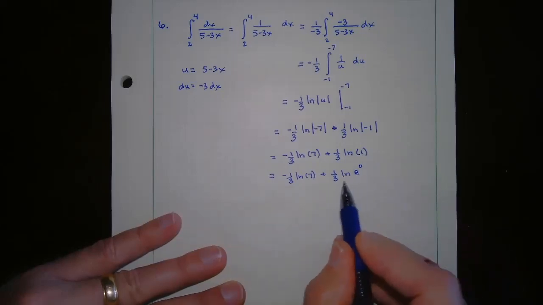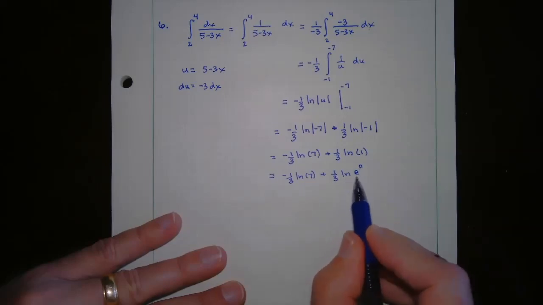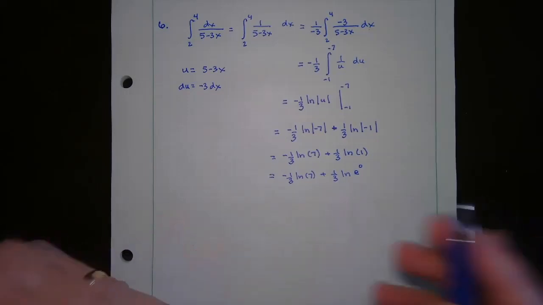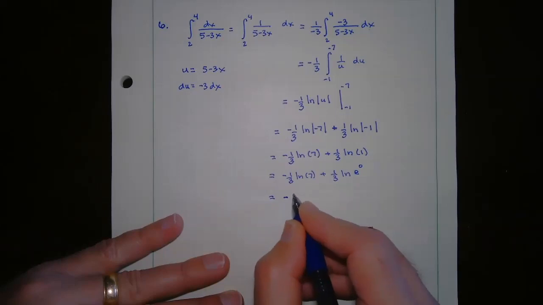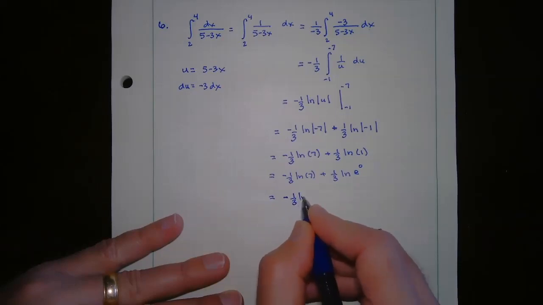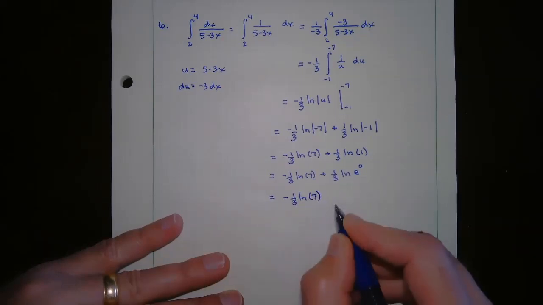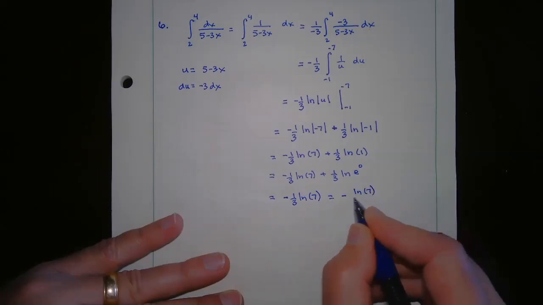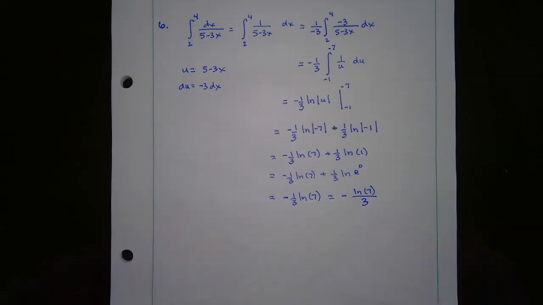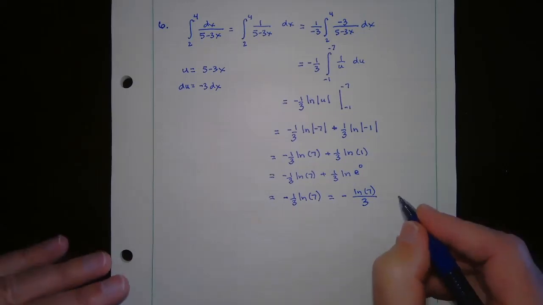Now, this is going to allow you to evaluate this, because natural log of e to a power, these are going to undo each other. You're going to be left with 0. So this is 0 times 1/3, which is 0. So what we wind up with is negative 1/3, the natural log of 7, or negative natural log of 7 over 3. Okay, so negative natural log of 7 over 3 is answer B, right? So that's our correct answer.